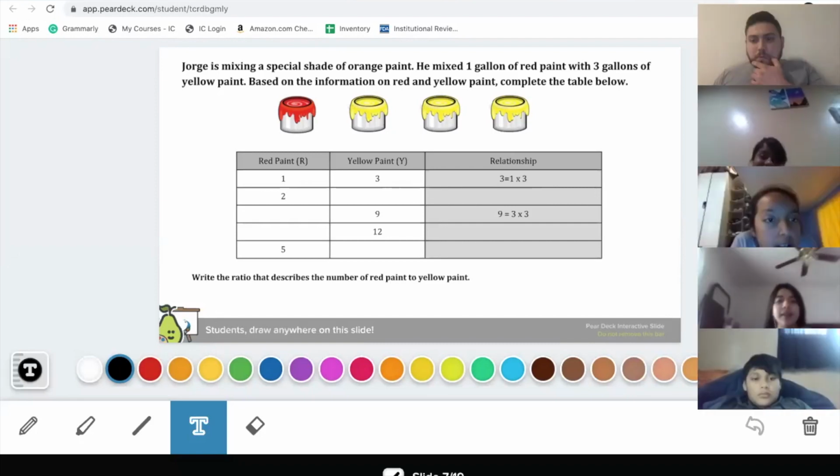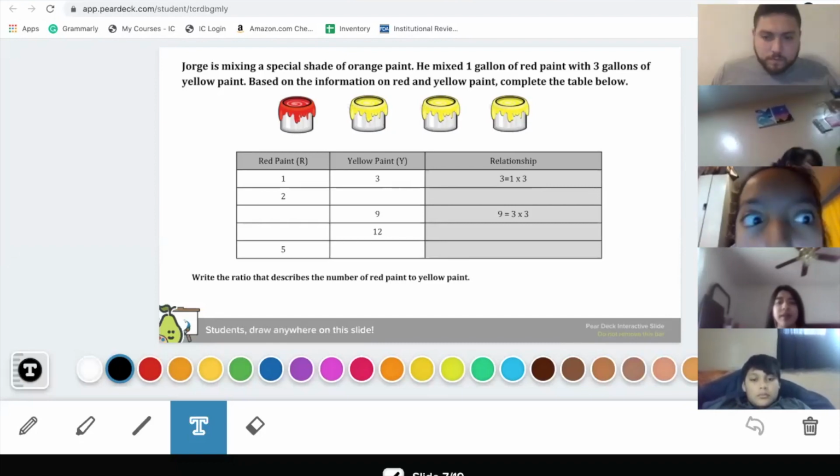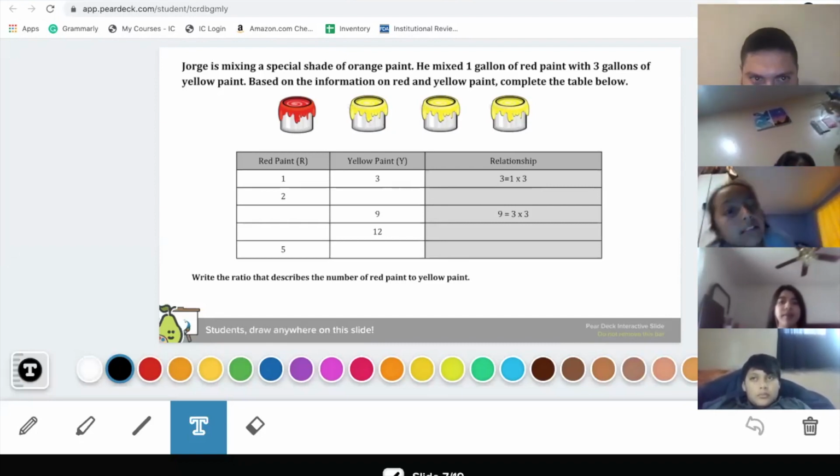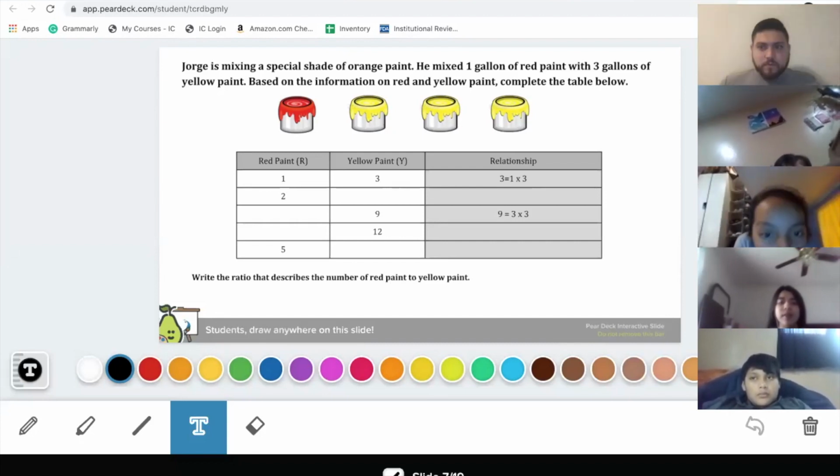George is making a special shade of orange paint. He mixes 1 gallon of red paint with 3 gallons of yellow paint. Based on the information on red and yellow paint, complete the table below.